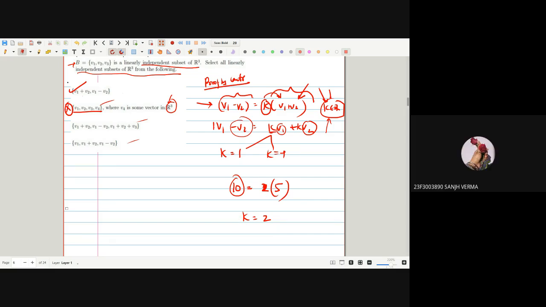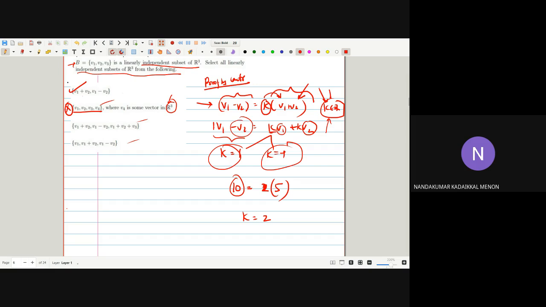And sir, one thing more, how did you equate them? V1 minus V2 is equal to K times V1 plus V2. I assumed it to be true, that is, LHS was equal to RHS, so I am just equating. I am following that truth.